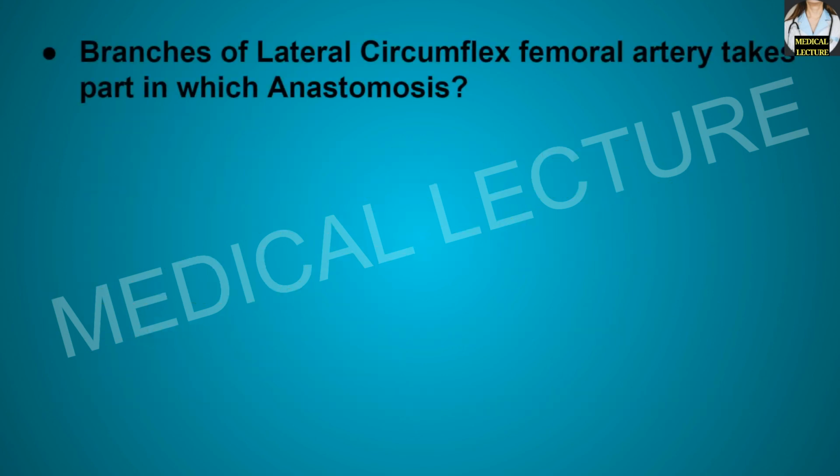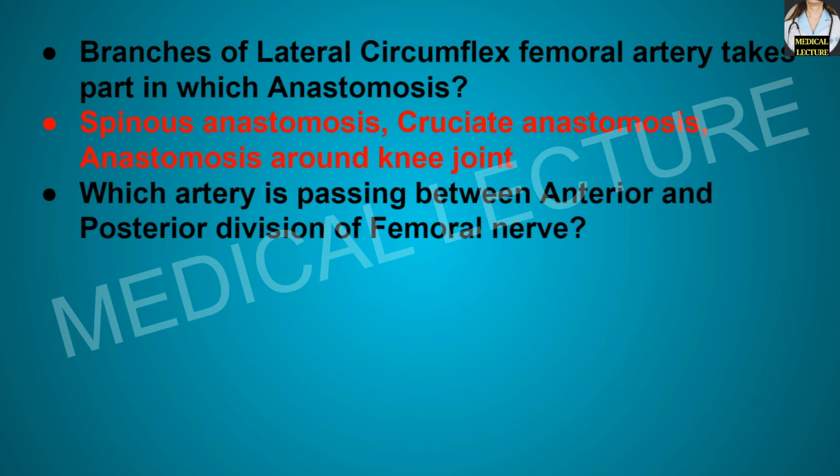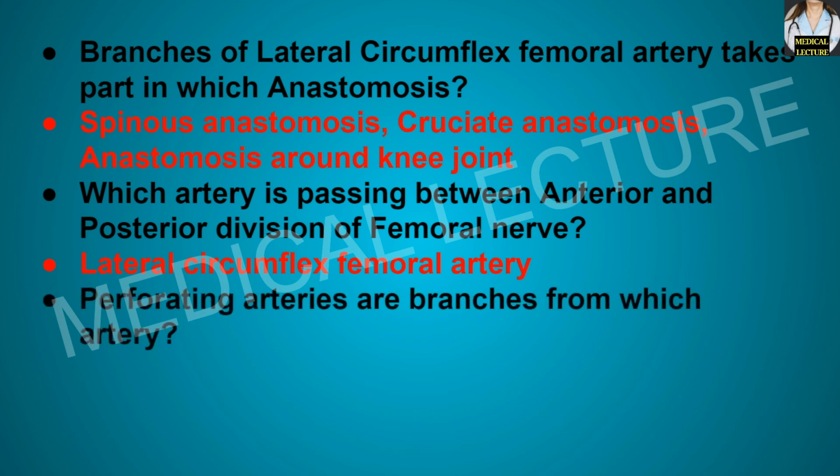Branches of the lateral circumflex femoral artery take part in which anastomosis? So it takes part in the spinous anastomosis, cruciate anastomosis and the anastomosis around the knee joint. Which artery is passing between the anterior and the posterior division of the femoral nerve? So it is the lateral circumflex femoral artery. Perforating arteries are the branches from which artery? Profunda femoris artery.